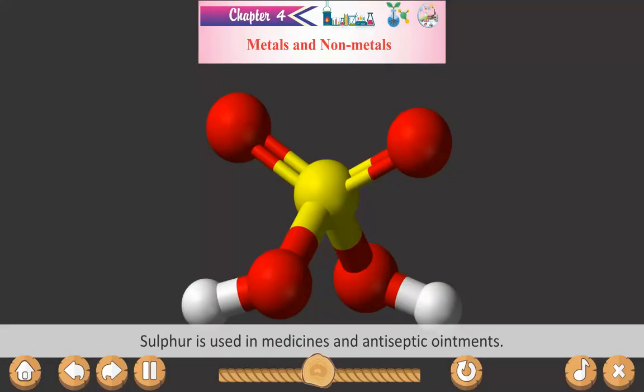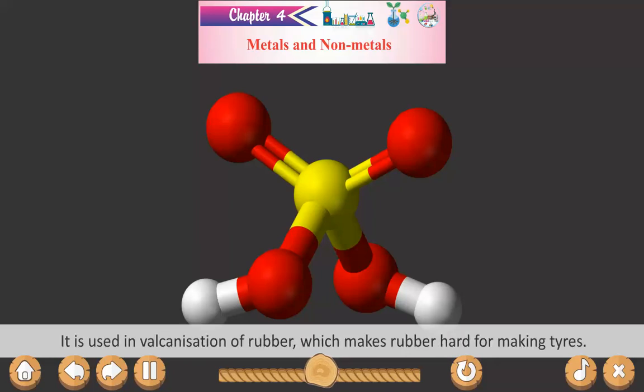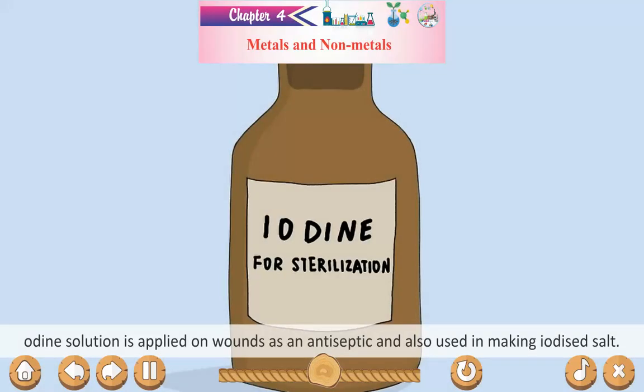Sulfur is used in medicines and antiseptic ointments. It is used to prepare sulfuric acid used in industries. It is used in vulcanization of rubber, which makes rubber hard for making tires. Iodine solution is applied on wounds as an antiseptic and is also used in making iodized salt.